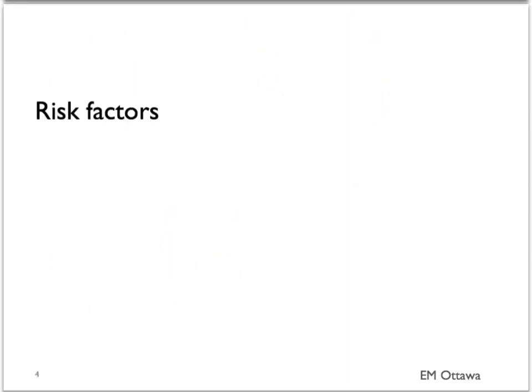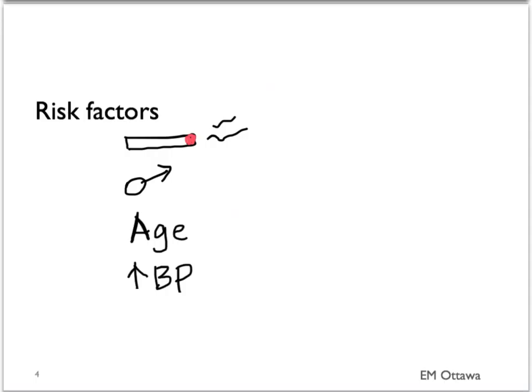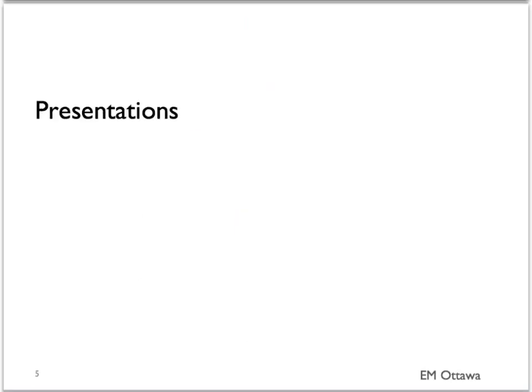There are a few risk factors for AAA. They include smoking, being male, increasing age, hypertension, and family history of AAA. How do they present? The presentation of AAA can be divided into unruptured and ruptured AAA.